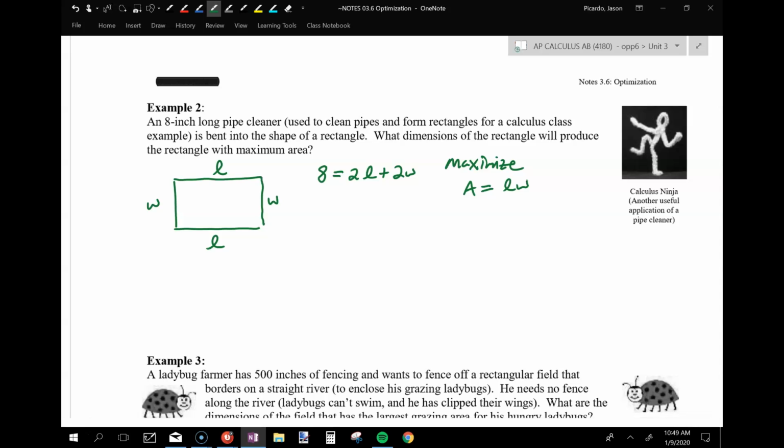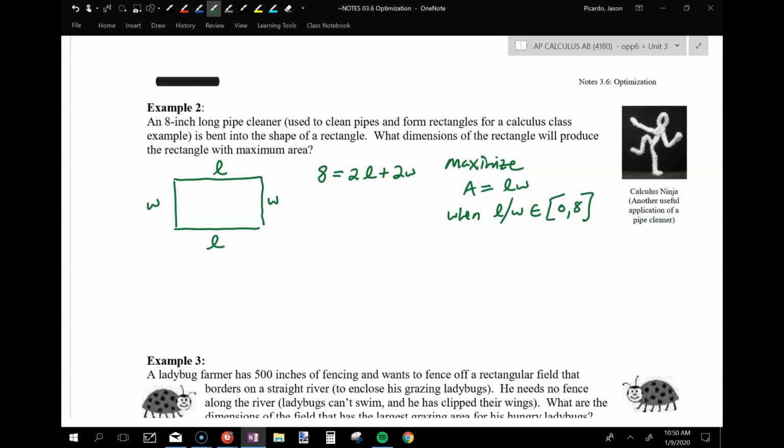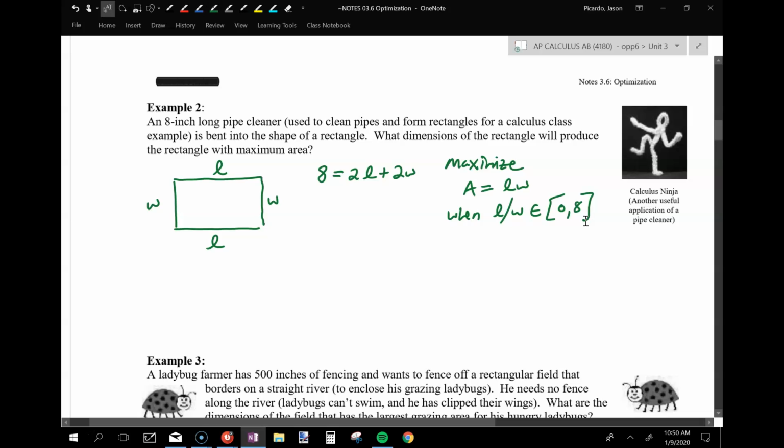On what interval? When L and W are elements of an interval that goes from 0 to 8. Now, if I wanted to put a closed interval on there, I could, because I could choose to not bend the pipe cleaner, in which case I actually don't have an area. So 0 and 8 are values that we're going to consider, but at the end of the day, do they matter? No, because 0 and 8 do not create a rectangle. Okay, so testing the endpoints is not going to be necessary here.